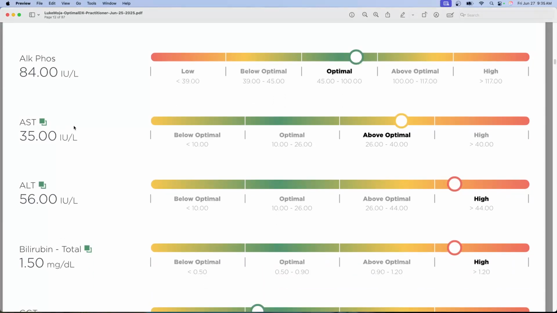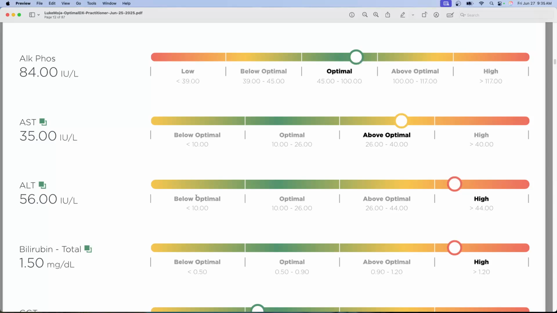So we have the liver enzymes here, so see AST and ALT. So you can see my AST is above optimal. My ALT is actually high, like higher than even the standard range, which is a little unusual for me. My liver enzymes typically aren't that high. So AST is not just a liver issue.